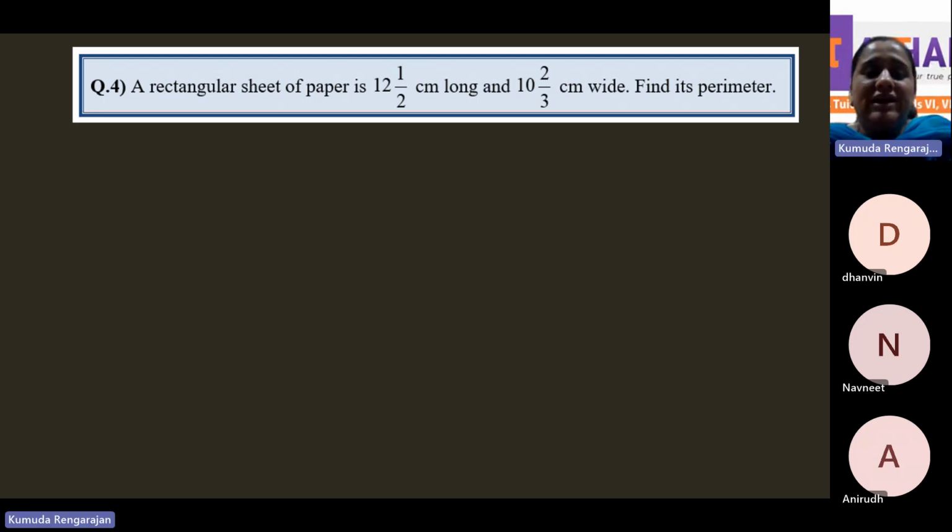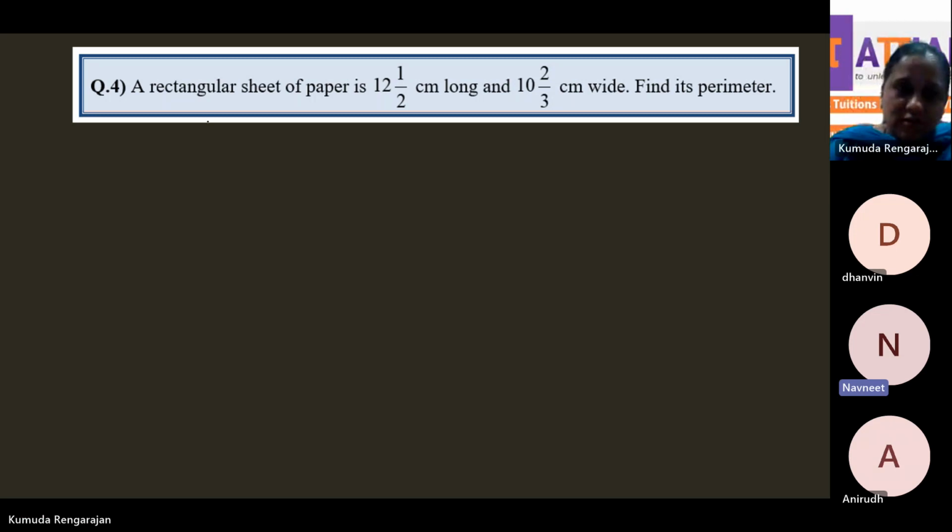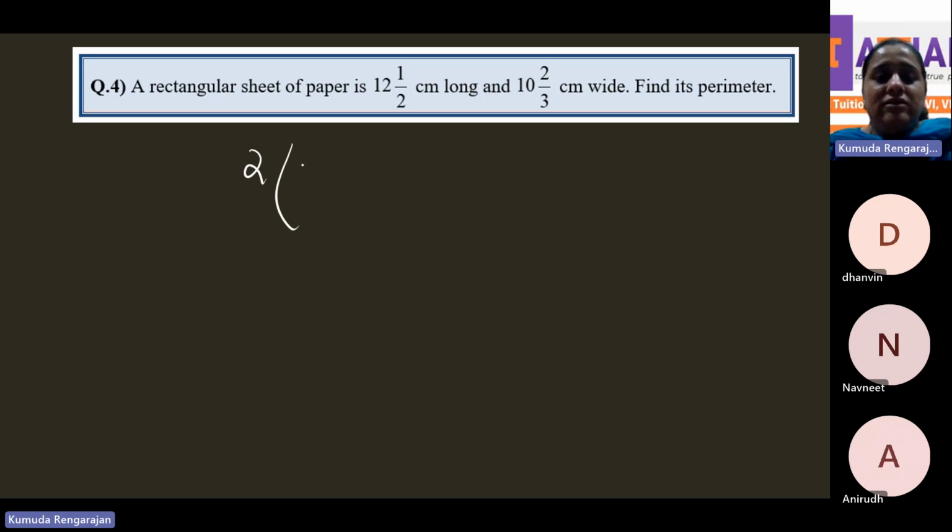How do you find the perimeter of a rectangle, children? What's the formula to find it? 2L plus B, ma'am. Not 2L plus B, 2 into L plus B. Correct. So it will be what? So 2 into what is the length? 12 1 by 2, correct?